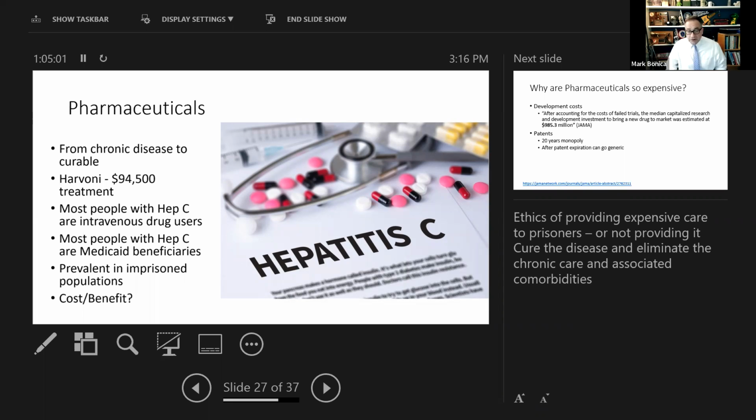Well, under a price-based rationing system, none of these people are going to get the Harvoni. They're not going to get the $95,000 cure, right? Because almost all of them are poor. Is that the right thing to do?